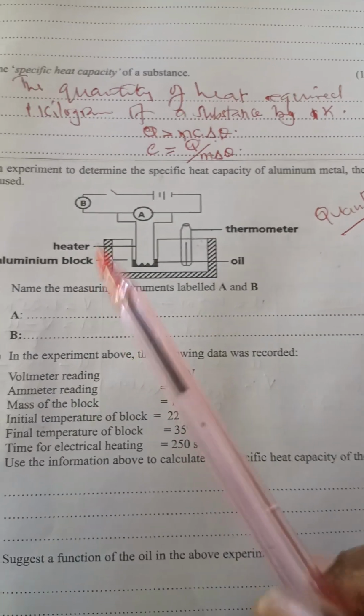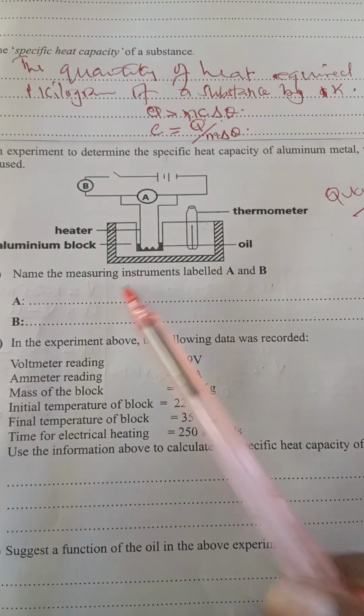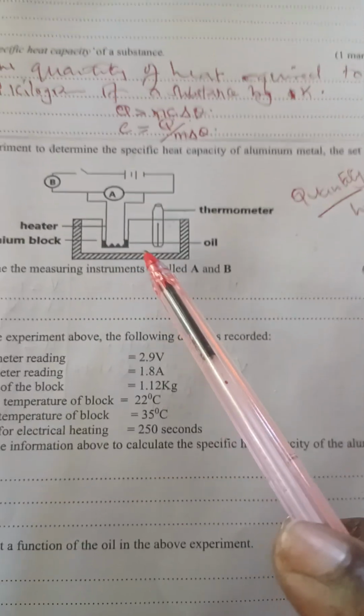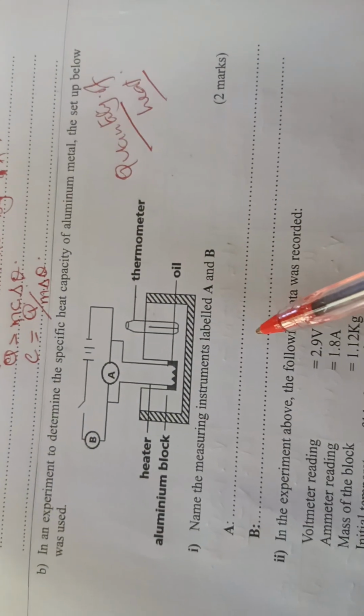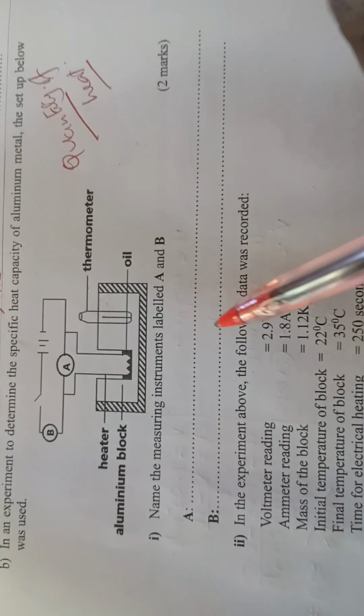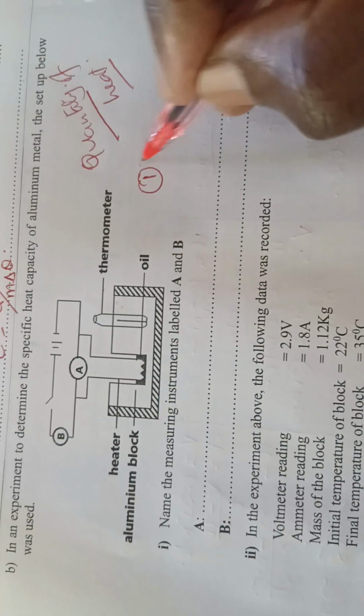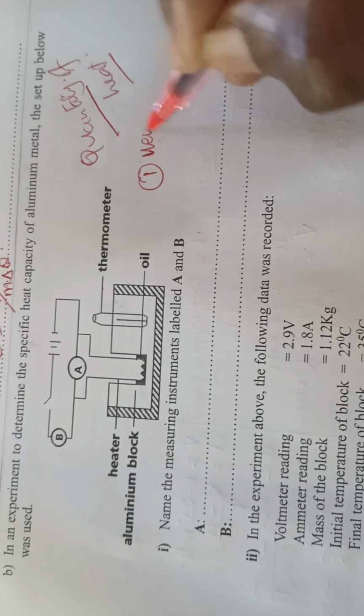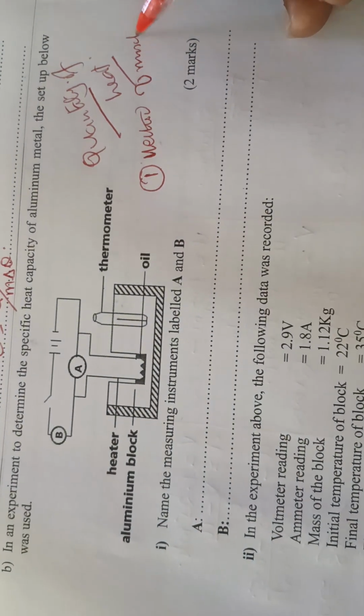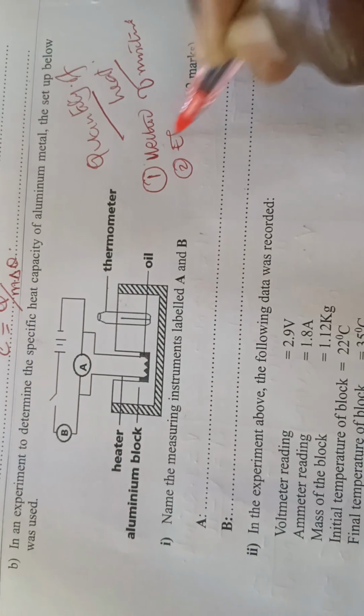Part 2 of that question, you are given an experiment here where you are determining the specific heat capacity of aluminium metal. Now this is the setup that was used, so allow me put it this way so that you can see the full question. This is a method that is used to determine the specific heat capacity of a solid, and there are 2 methods. One is the method of mixture, and 2 is the electrical method.